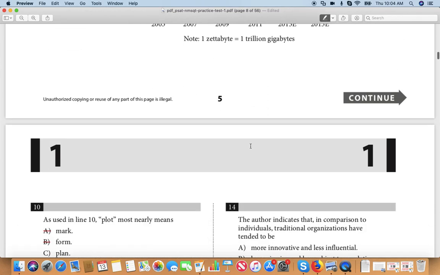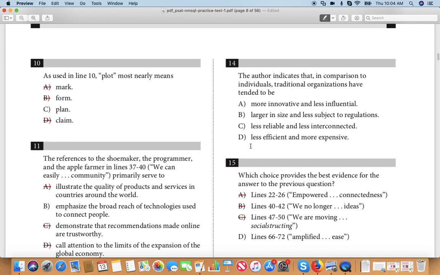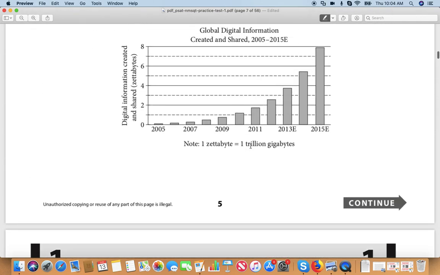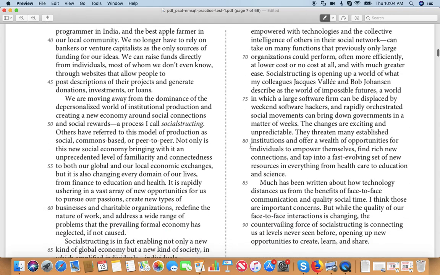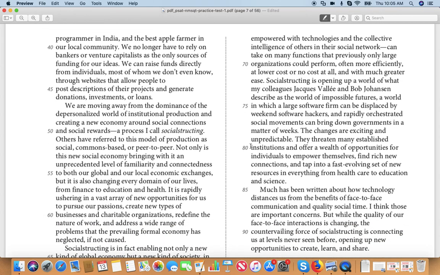So what do you think about C? I don't think it's an answer. I don't see any evidence for it. I just don't. Go ahead and read D for me, please. Less efficient and more expensive. Okay, let's go back. Less efficient and more expensive.